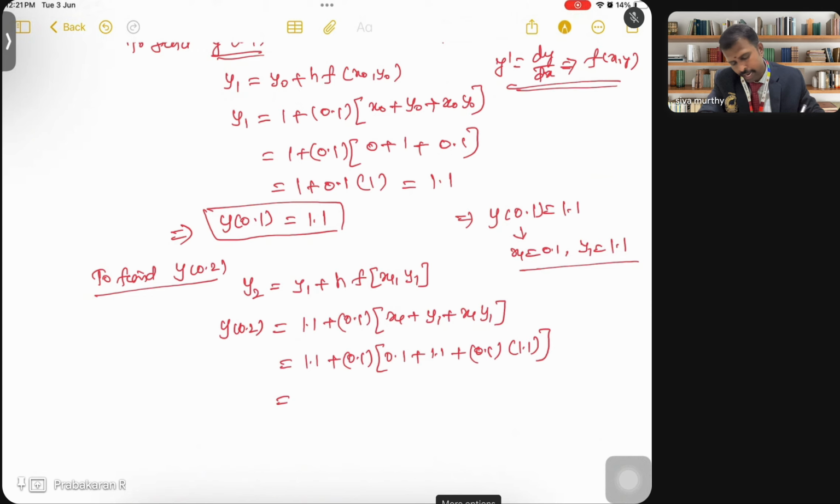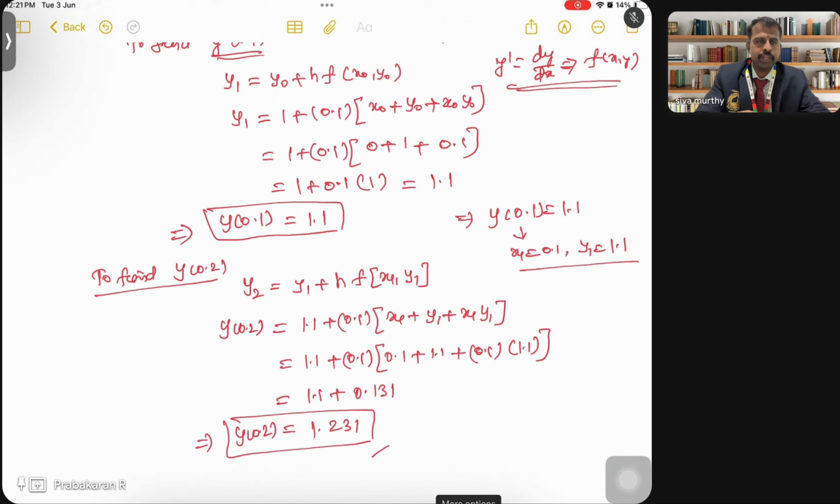So we get the value 1.1. So 0.1 in the brackets, you have to multiply using the scientific calculator, we get some value, then multiply by 0.1, we get the value 0.131. So finally we are adding, y of 0.2 equal to 1.231. This is the final answer of the first problem in Euler's method. Dear students, all understand this particular problem? Yes. Okay, good, very good.